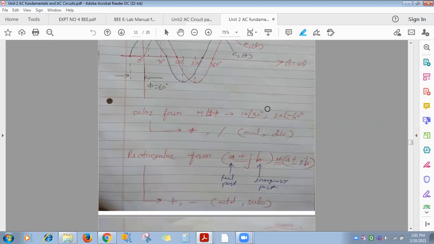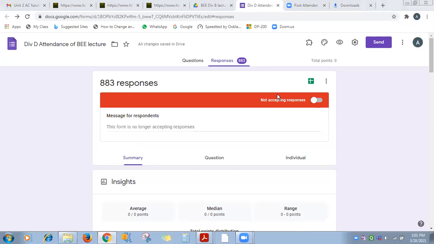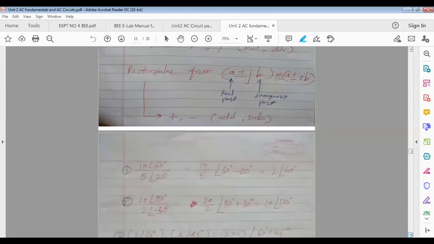So how do we get polar form from the instantaneous voltage and current equation that we got? Now we'll see the rectangular form. Okay, up to this, everyone got the things? Okay, so see next.